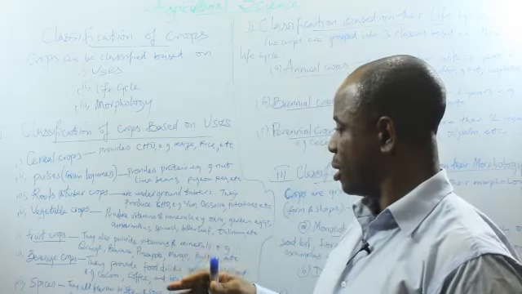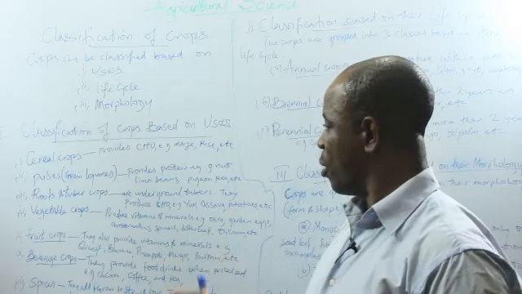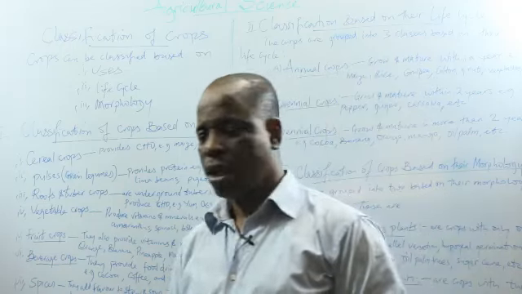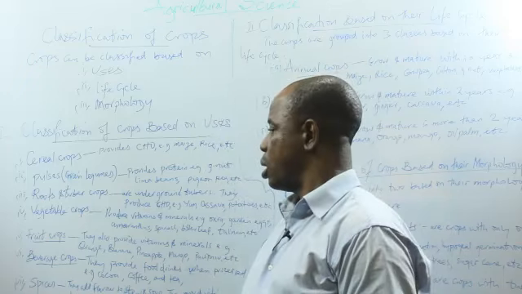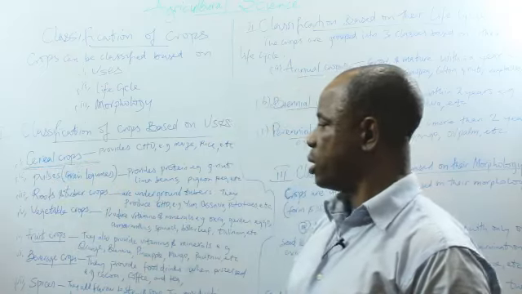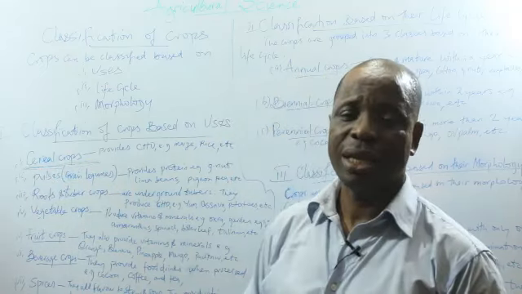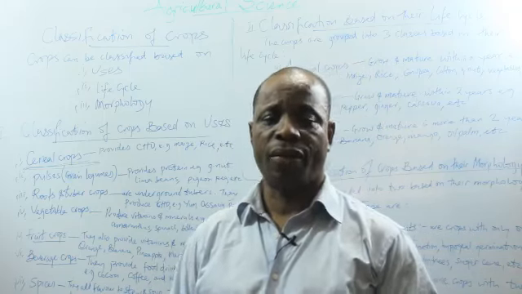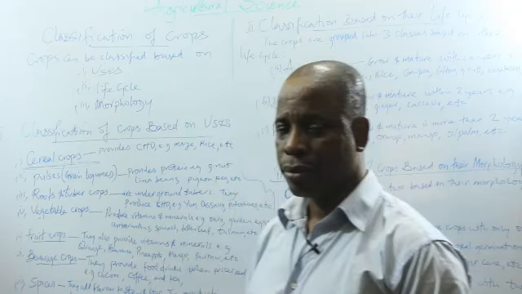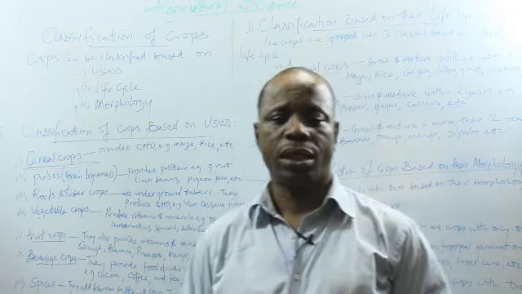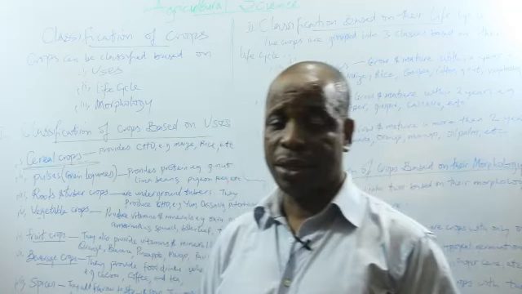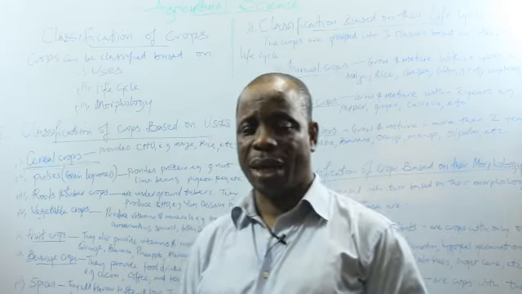We have quite several ways by which crops are classified according to their uses, but we shall be considering 10 of them. The first one is that some crops are classified as cereal crops. Cereal crops are essentially grass crops, crops that belong to the grass family Gramineae. They behave like grass. They are grain crops, and they provide us with carbohydrates.